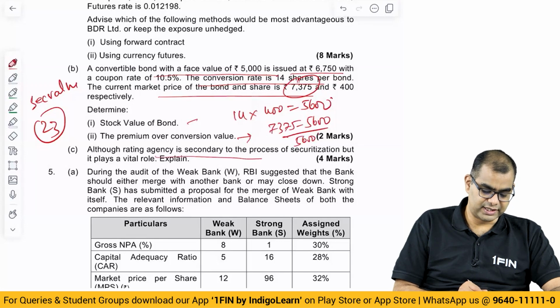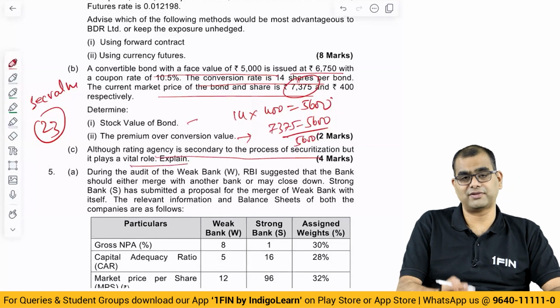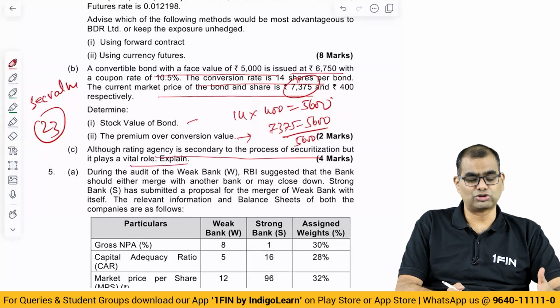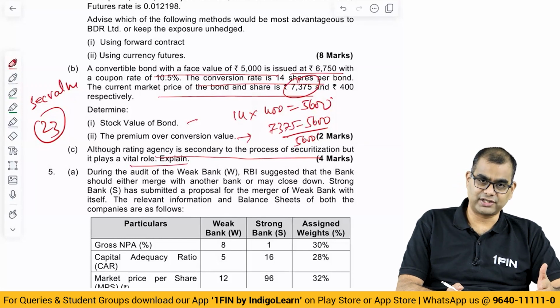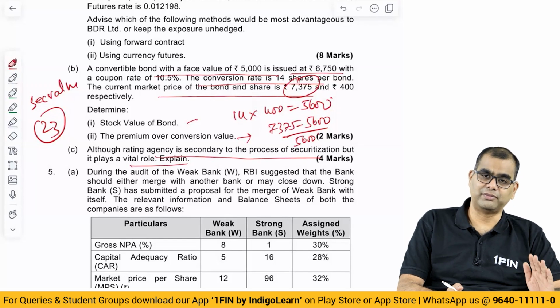Then, although the rating agency is secondary to the process of execution, it plays a vital role. Yes, it plays a vital role because they go through all the historical payment patterns. They look at the financial strength. They check whether the SPV is structured properly. So they are a very, very important secondary aspect as far as securitization is concerned.